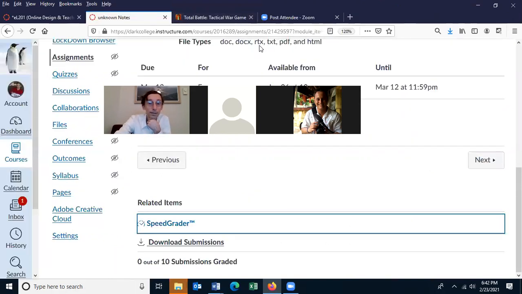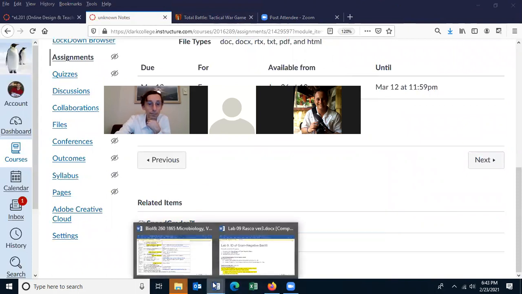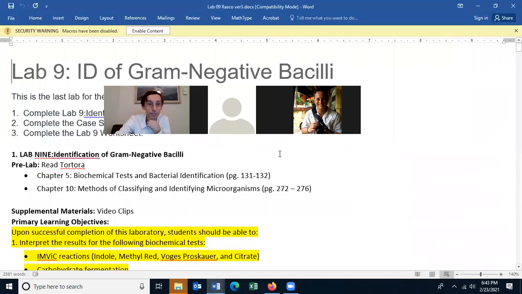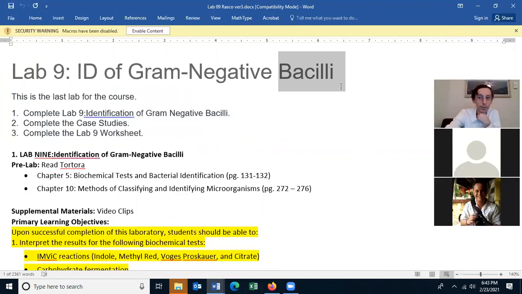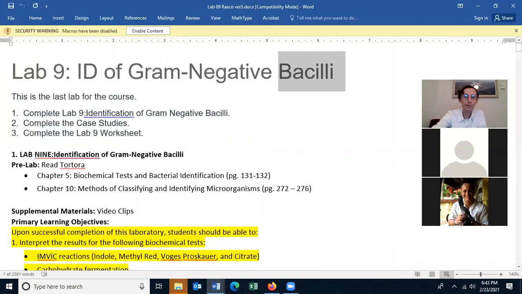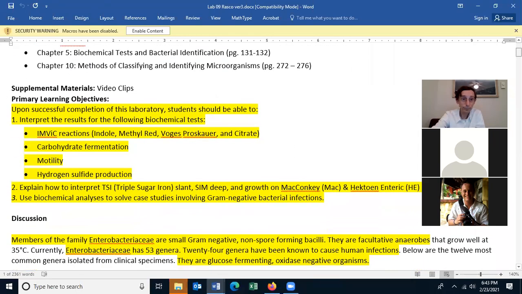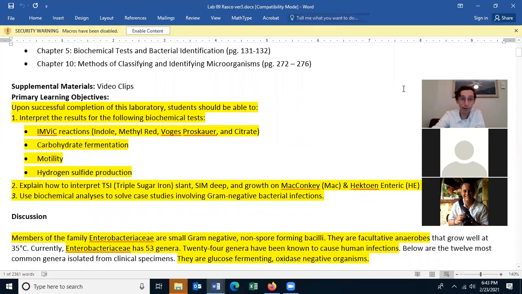All right, so let's go to lab 9. I've got to bring that just a little way so I can reach that. So grab 9, IDing gram-negative bacilli. There's some reading to do beforehand.